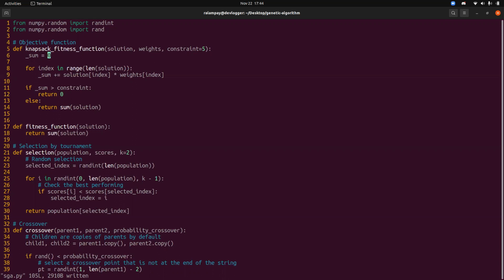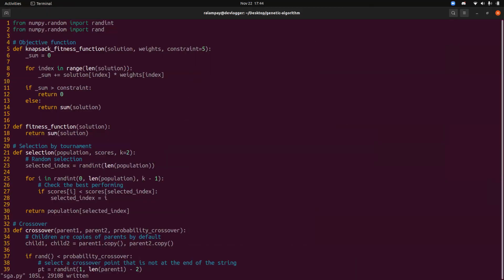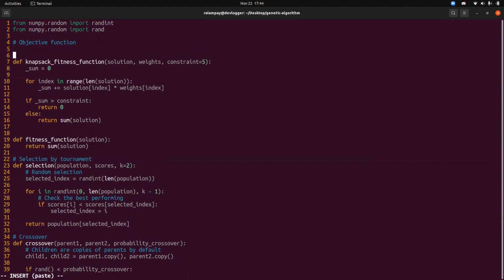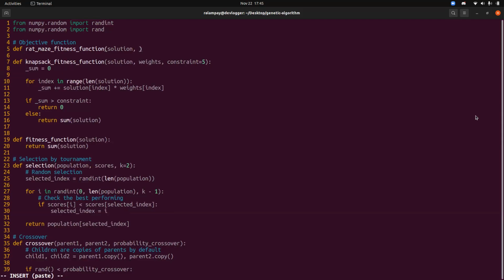Now, maybe for some of you, it might be easier in code just to visualize it. Let's say we have another function here called the rat maze fitness function. Of course, we need the solution. We don't know what that looks like yet. And then what are the other givens? We said that we know the endpoint. We also know the starting point. So start point and endpoint.